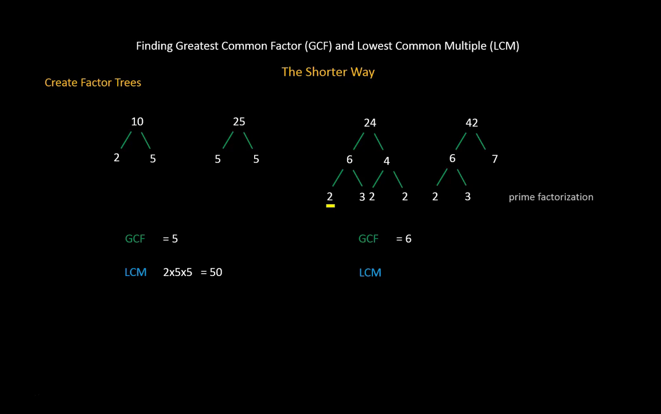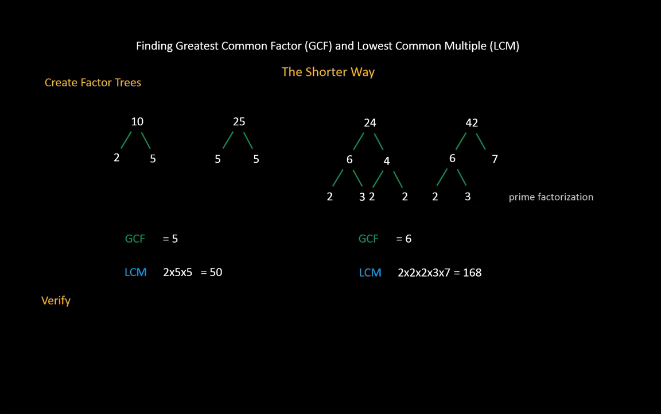We start here and see that 2 appears 3 times under 24, compared to once for 42, so we take these 3 2s. 3 occurs once in either case, so we take one of them. And 7 appears once, so we will take that and multiply them all together, 3 2s times 3 times 7, and that gives us our lowest common multiple, 168.